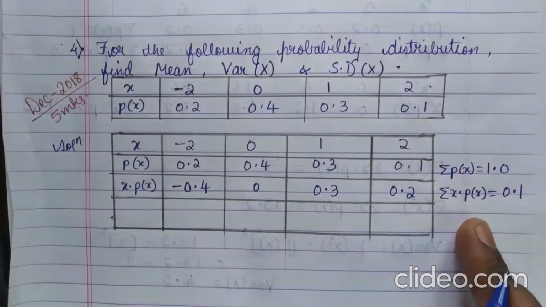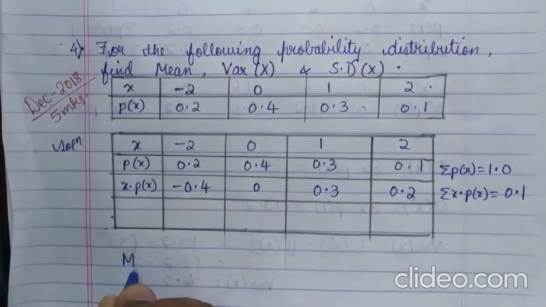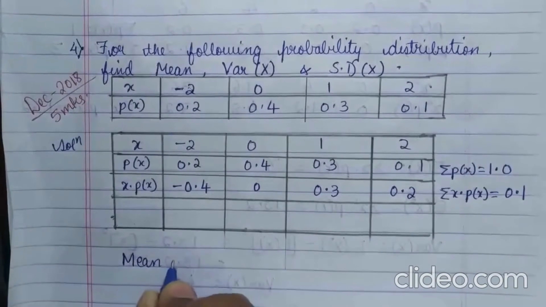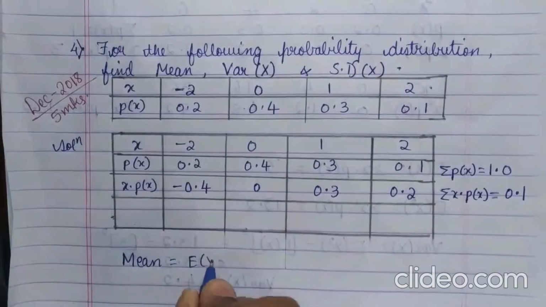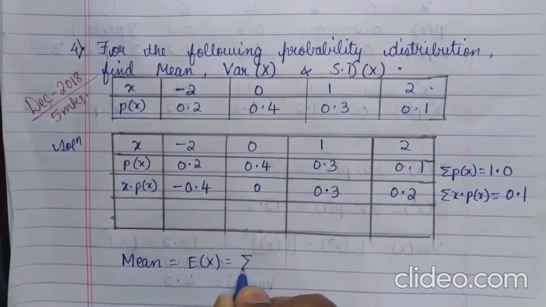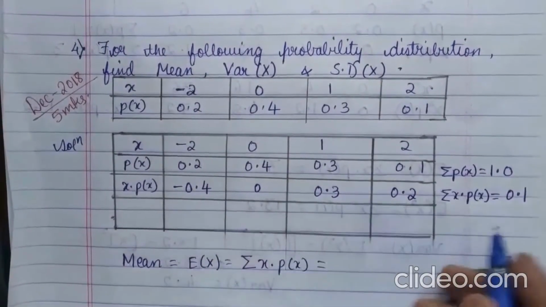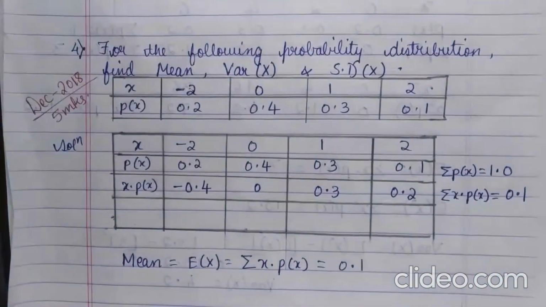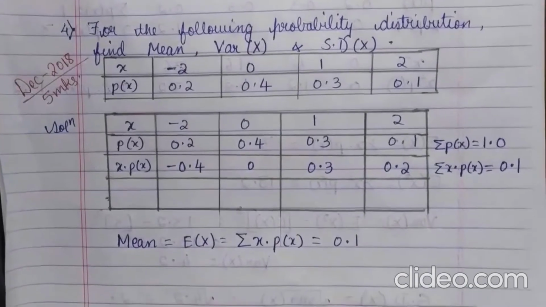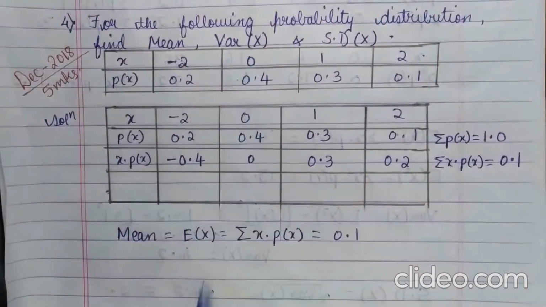What all things have they asked you? They have asked the mean. So I'll write here, mean equal to e of x, which is equal to summation x into p of x, which is equal to 0.1.